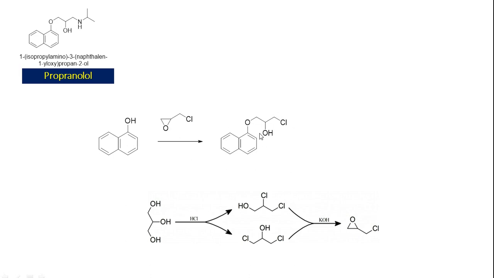Hence after getting this compound, they treat it with isopropylamine to obtain our target compound, that is propranolol. So friends, this is the way propranolol is obtained industrially.